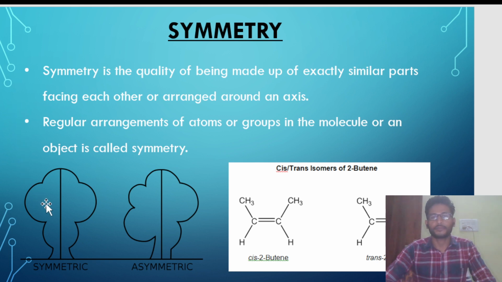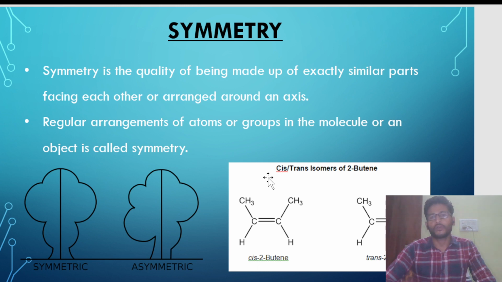In this example, we can see two objects. First is symmetric and second is asymmetric. In the first, both sides of this axis have a regular pattern, and in this one, one side of the axis has a regular pattern, but on the other side the pattern is irregular. We can say this is a symmetric object and this is an asymmetric object.